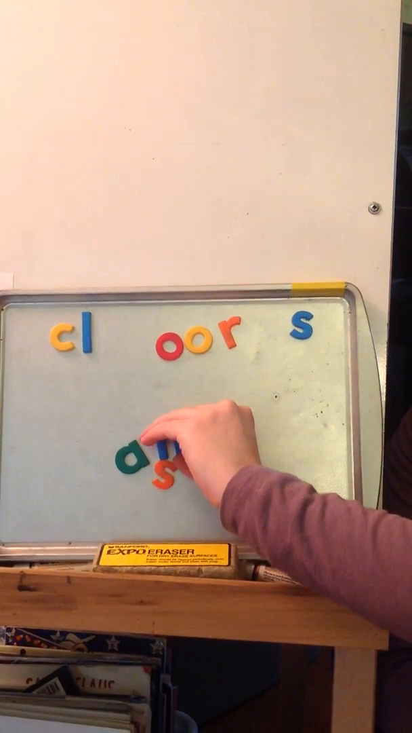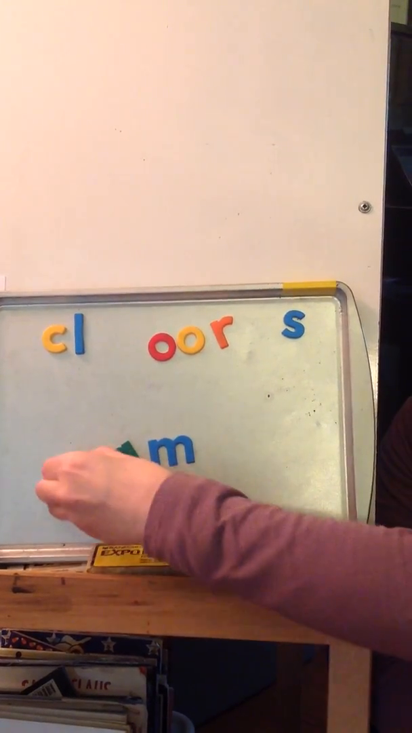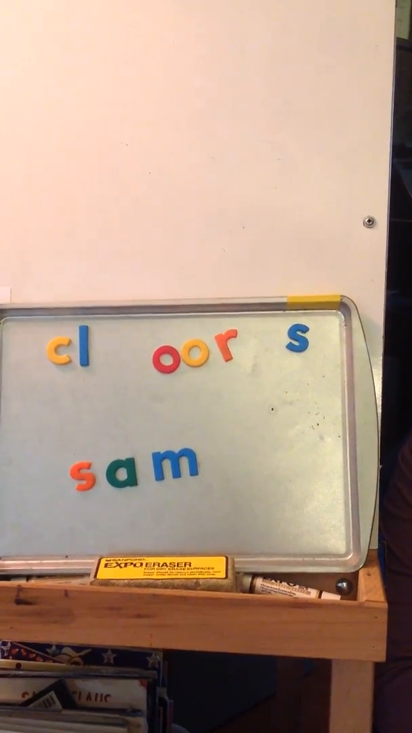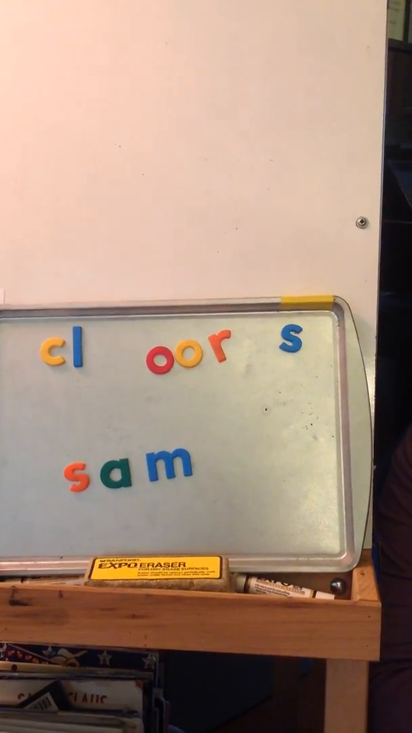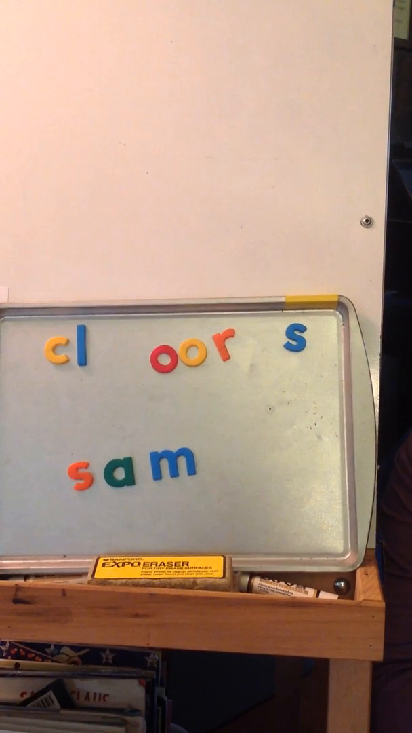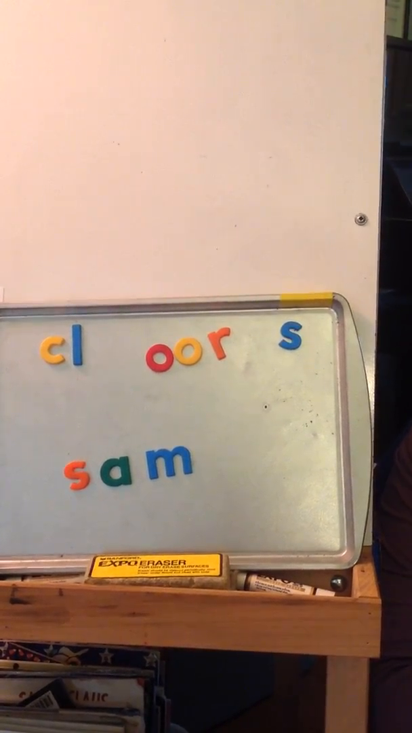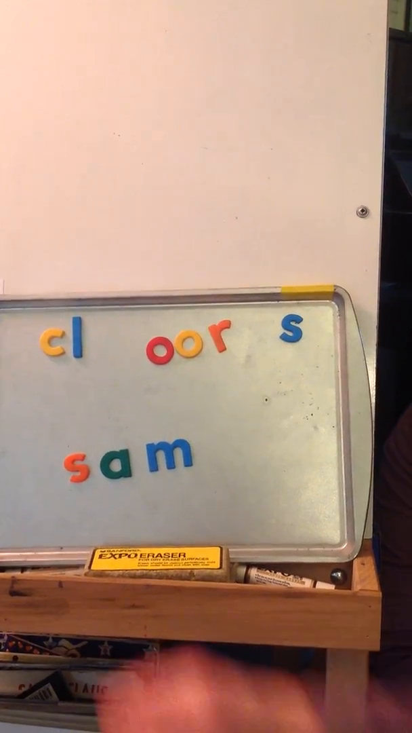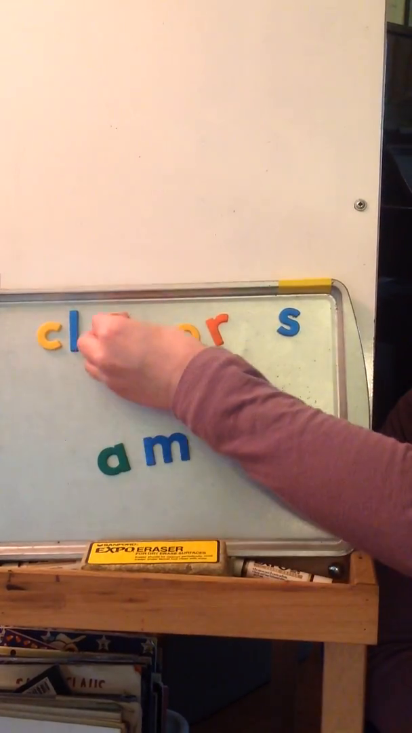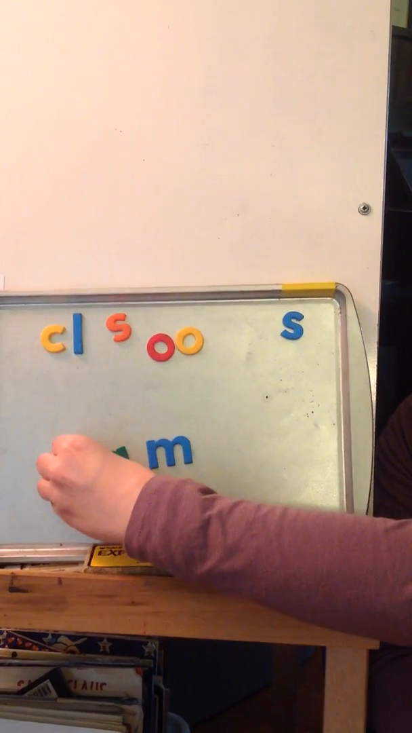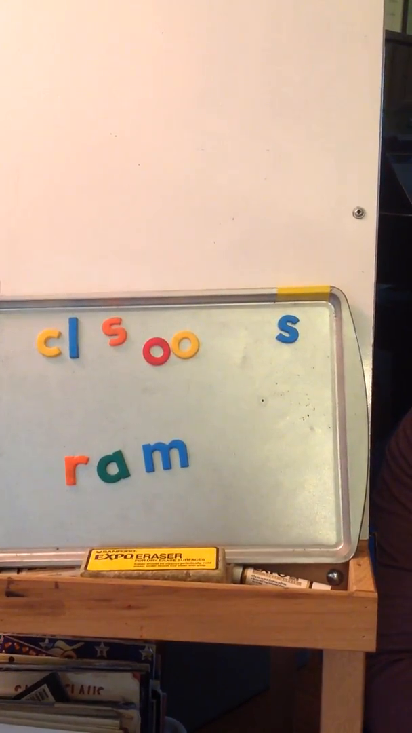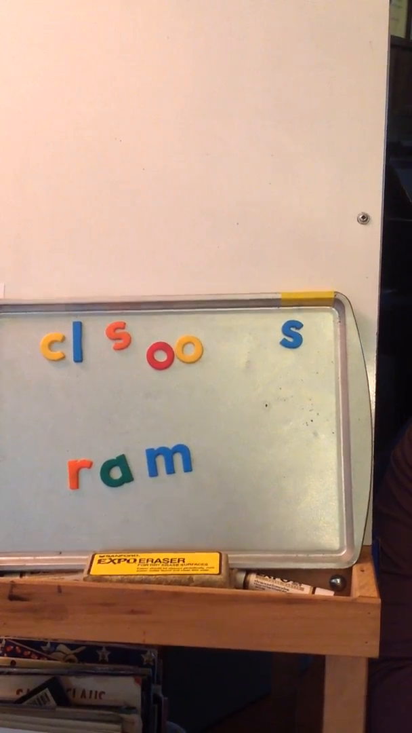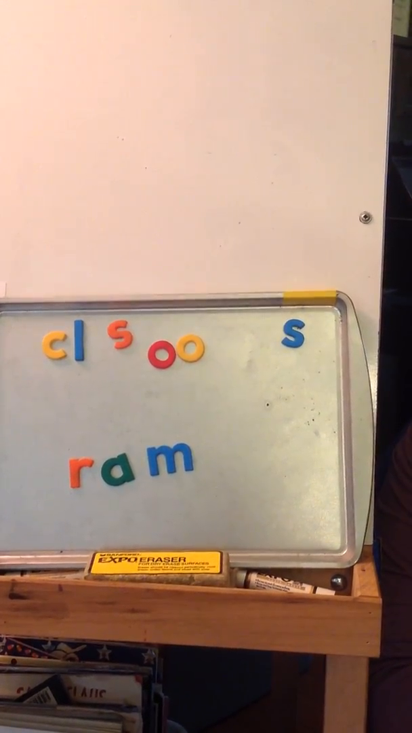Now I'm going to switch the S and the M, and I'm going to put the S at the beginning to make the name of someone in our class. Sam. If you don't have Sam on your list, add it to your list. I'm going to change the S to an R and make the word ram. If you don't have the word ram, add it to your list.